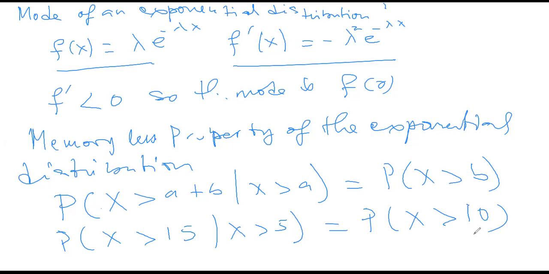So the time that has elapsed does not really matter. That's why we call it the memoryless property. It doesn't count what was there before. So let's check that.